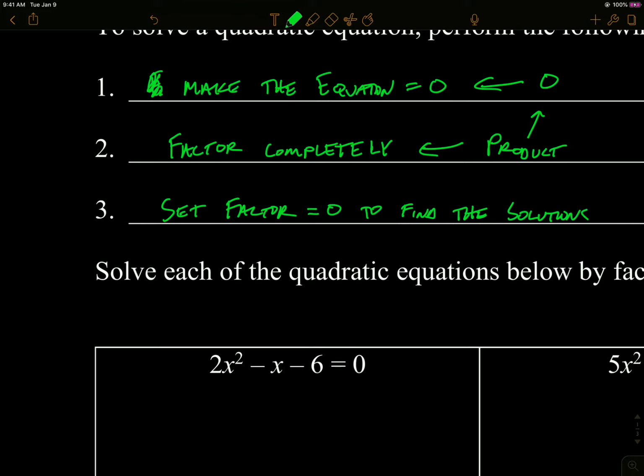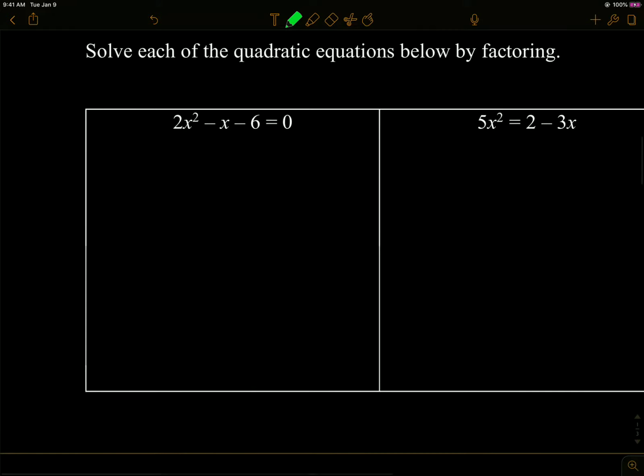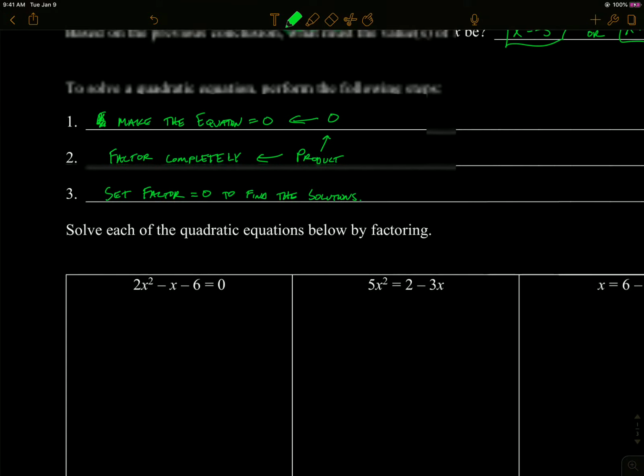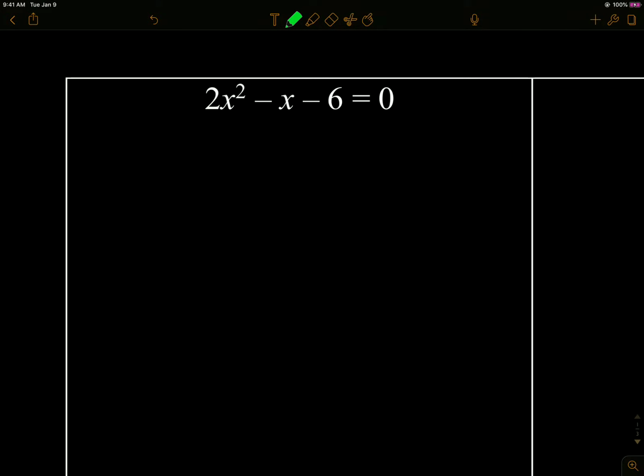All right, so let's practice this. Solve by factoring. Step 1, set the equation equal to 0. It's already done. Check. It equals 0, right? Now factor the left side. So now I'm looking to factor this guy.